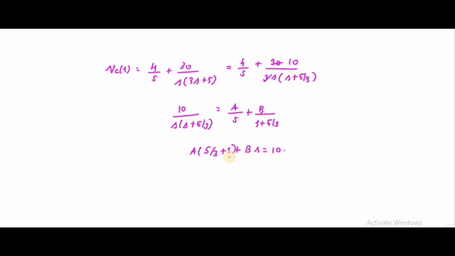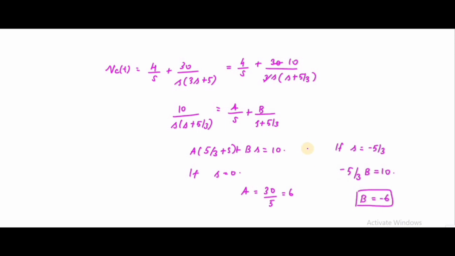Okay, so if s is equal to 0, I will get 5 by 3 of a is equal to 10. So a is equal to 30 divided by 5, that is 6. If I substitute s is equal to minus 5 by 3, I will get minus 5 by 3 of b is equal to 10. So on solving, b value is equal to minus 6. So I substitute in the above equation, that is 6 by s minus 6 by s plus 5 by 3.